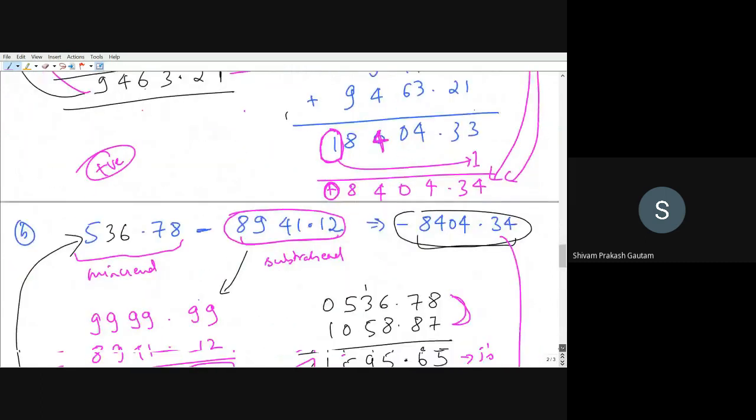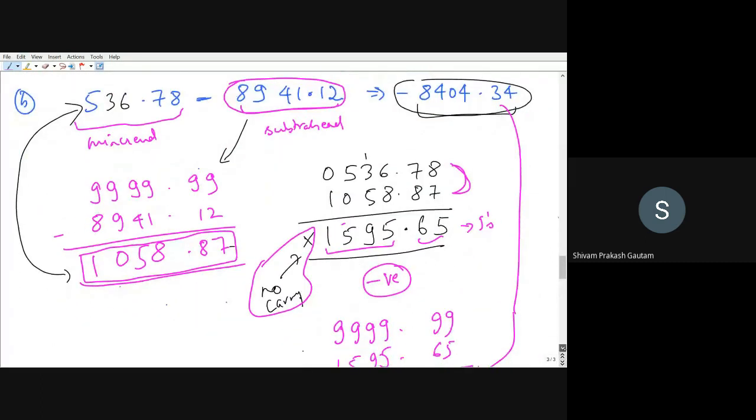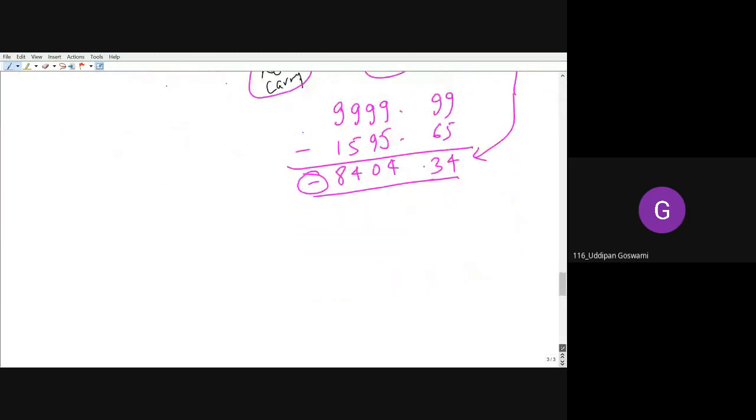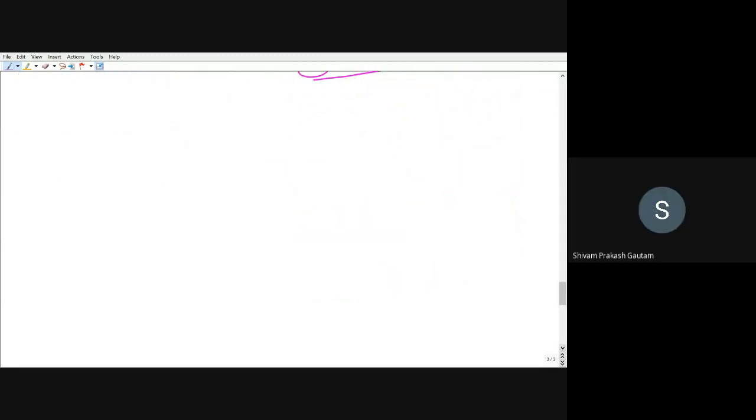So we have seen that there is no carry. That means the answer is negative, and we have to take the 9's complement. So I have again taken the 9's complement of this number, and I have added a negative sign to it. Is it okay now? Yes, sir. Okay. So this is subtraction using 9's complement.